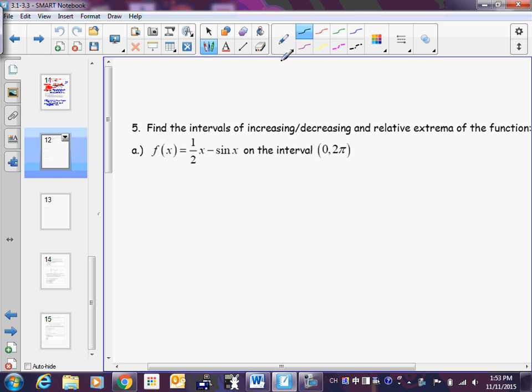So what we're going to do today is continue 3.3, and we're just going to work some more examples and focus more on what you do when you're not given the graph. How do you find intervals of increasing and decreasing and relative extrema? What's the first step?